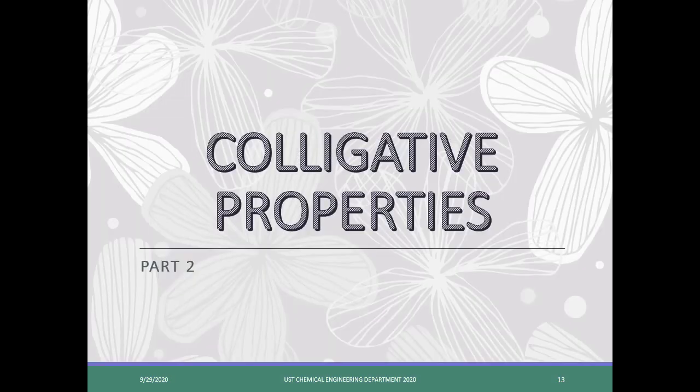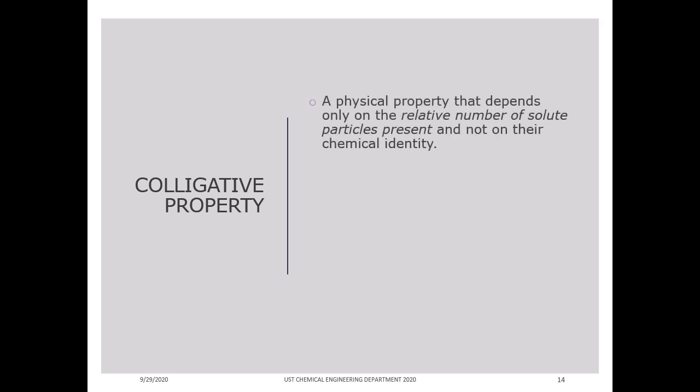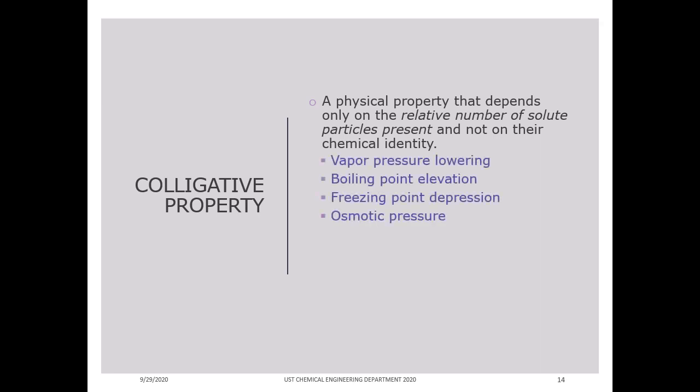The second part of this lecture focuses on the effect of composition on colligative properties of the solvent. A colligative property is a physical property that depends only on the relative number of the solute particles in the solution and not on its identity. Examples of colligative properties are vapor pressure lowering, boiling point elevation, freezing point depression, and osmotic pressure.